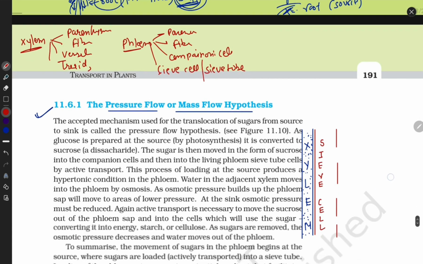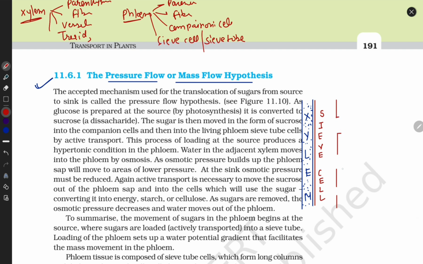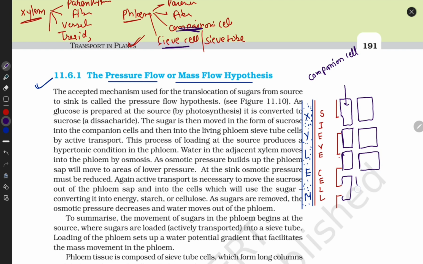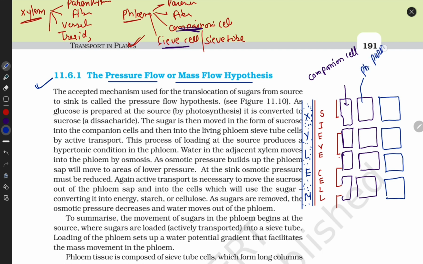Okay, now this is the sieve cell. It is attached with the companion cell. They are useful in food transportation. Look at me. Next, these are the phloem parenchyma. These are the mesophyll cells. These are the phloem parenchyma, and this is the mesophyll. Mesophyll contains chloroplast. Chloroplast contains chlorophyll. Chlorophyll makes their food, so food is formed here.